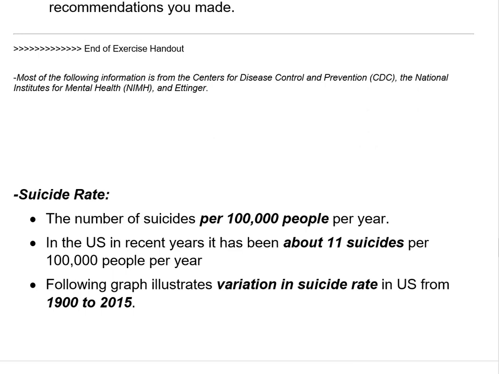There's different ways you could measure suicide rate. Most researchers define the suicide rate this way. They think of suicide rate as being the raw number of suicides that take place per 100,000 people per year. In the United States, in recent years, suicide rate has been about 11 suicides per 100,000 people per year. But it has varied historically.